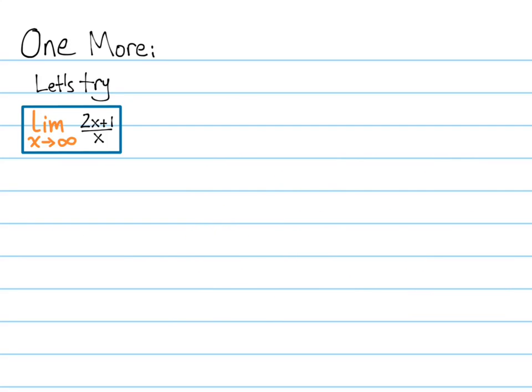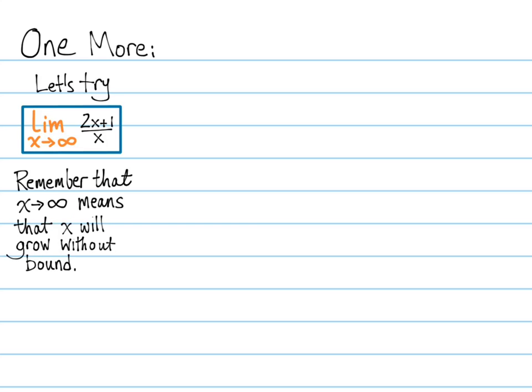So one more. Let's try the limit as x goes to infinity. And this is different. We're not going to a number this time. Instead, we're going out to infinity. And we're looking at the limit as x goes to infinity of 2x plus 1 over x. And remember that when x goes to infinity, right, that means that x can be as big as you want forever.